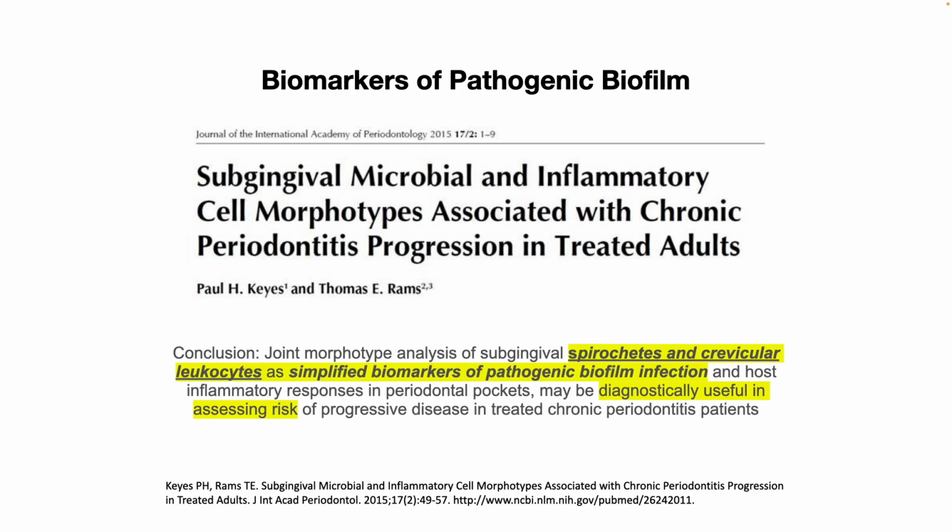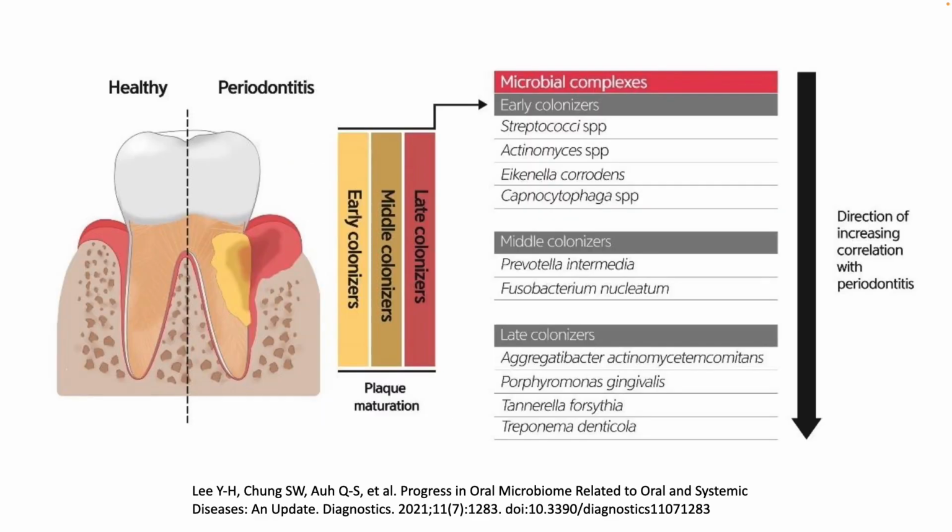So this paper by Kais and Rams shows that in analysis of a microbial biofilm, spirochetes and crevicular leukocytes can act as simplified biomarkers of pathogenic biofilm. And it's a way that we can assess the risk of an individual for having other problems. And this happened because we have early colonizers, middle and late colonizers, and they happen to be of different types.